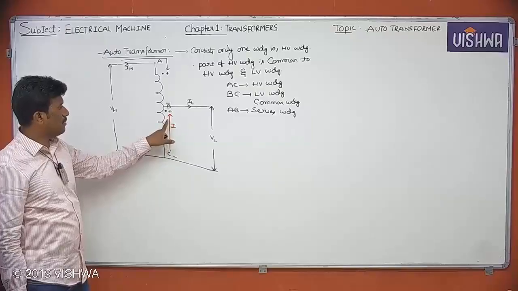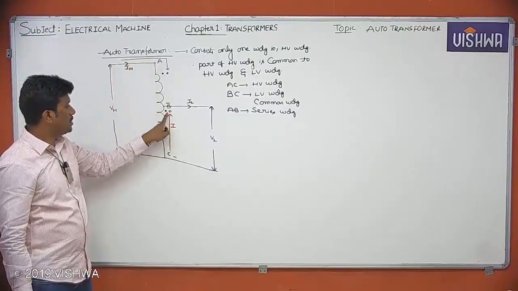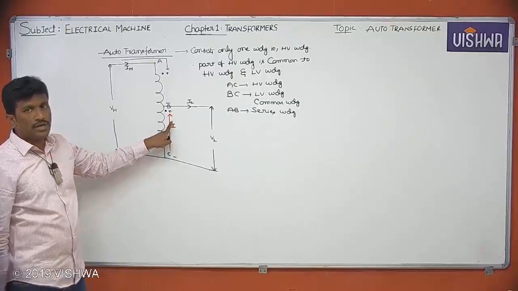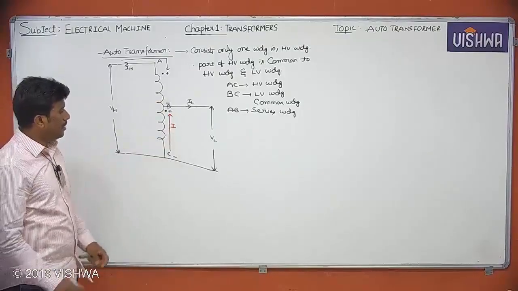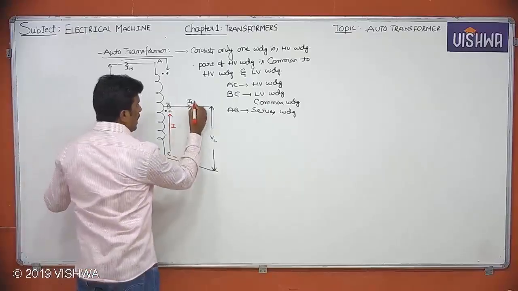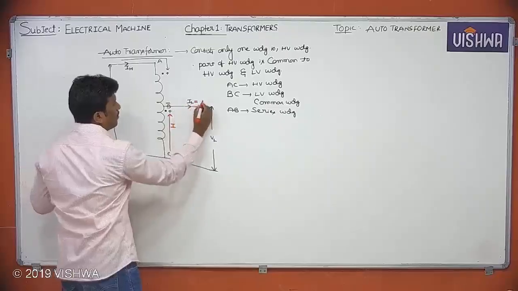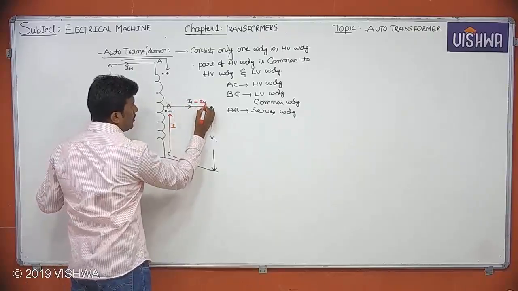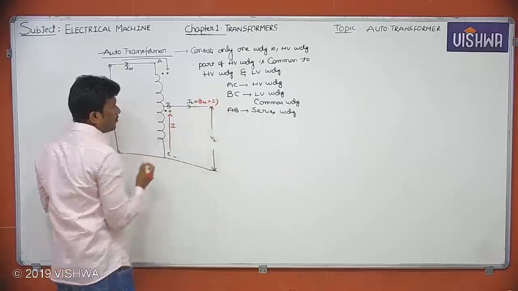How I'm justifying it means, if current enters the dot here, current has to leave from this dot. So please try to refer to the transformer topic. Therefore, this is the direction of your I, right? Now what about this IL? IL equal to IH plus I. This is the value of your IH.